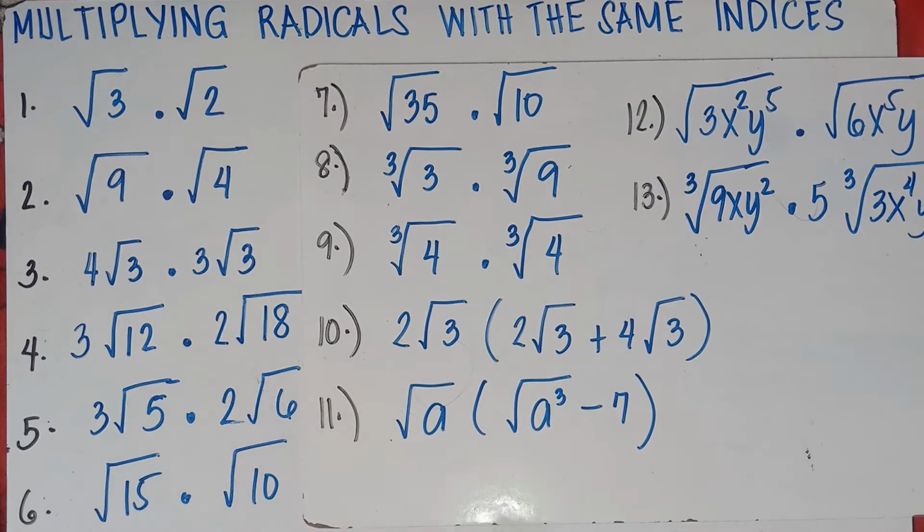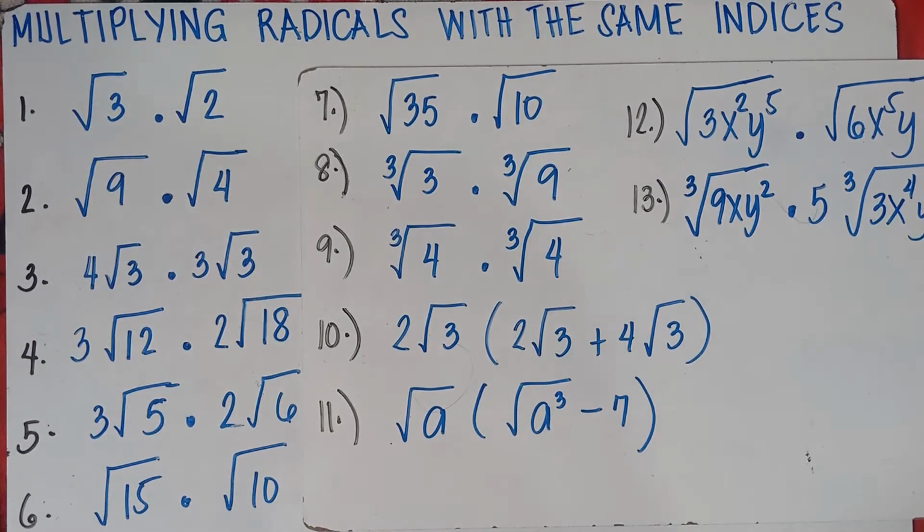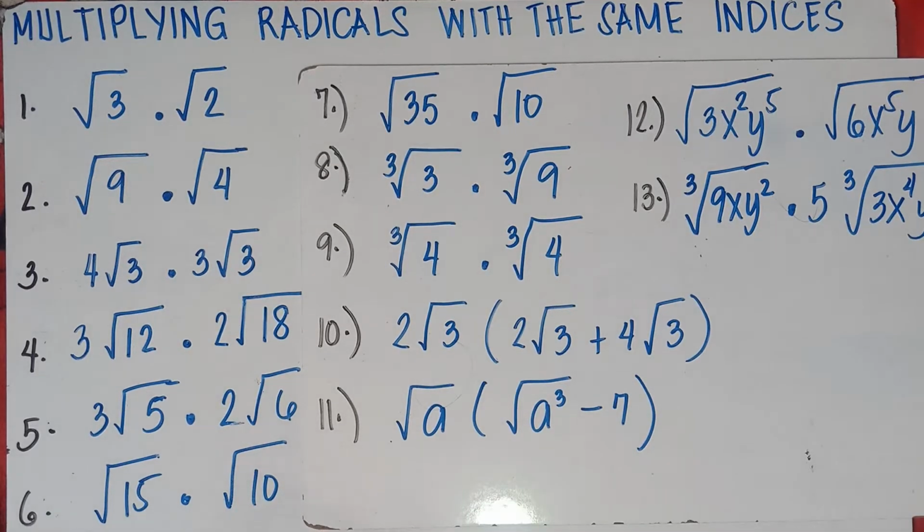Our topic for today's class is all about multiplying radicals with the same indices. So without further ado, let's do this topic. We have 13 examples for you to really understand how to multiply radicals, and we will be answering this one step by step.